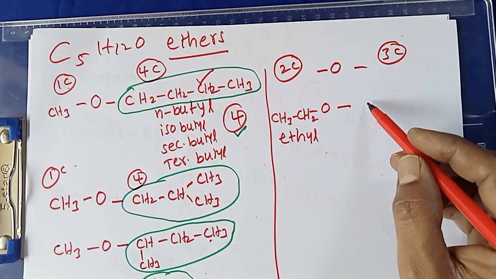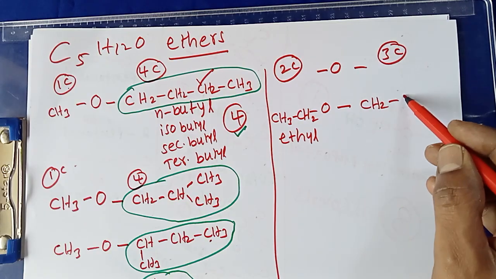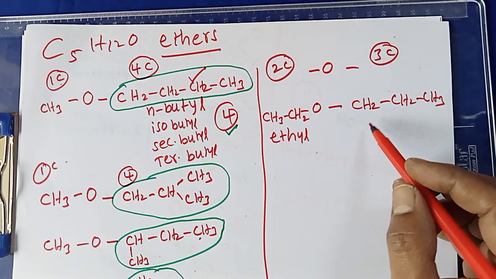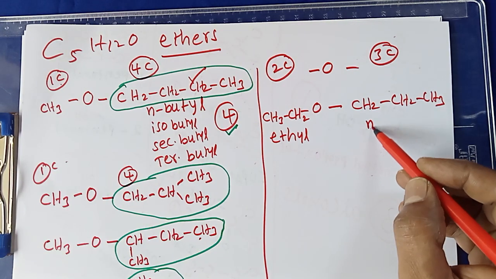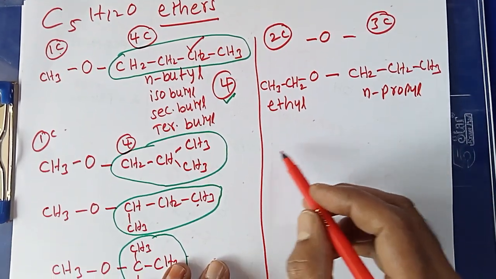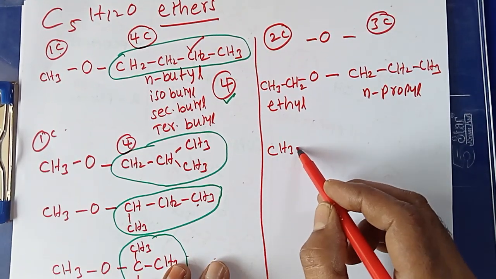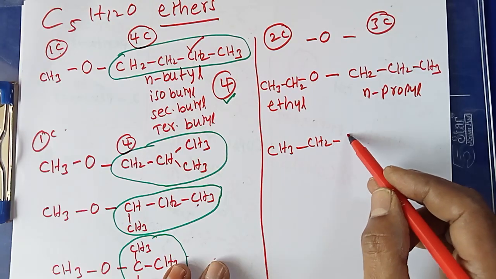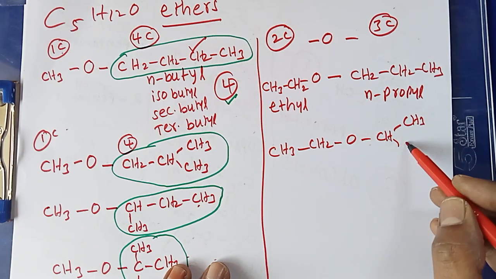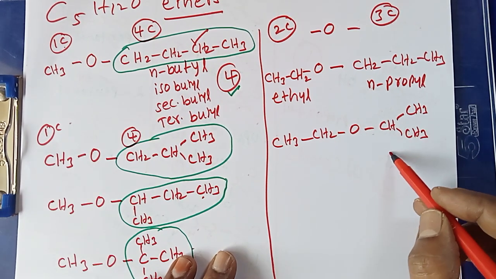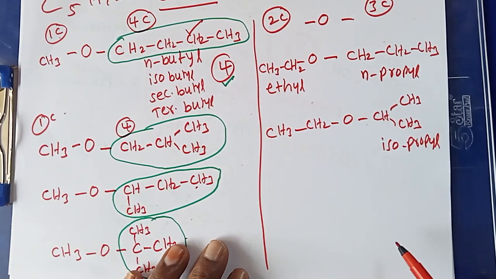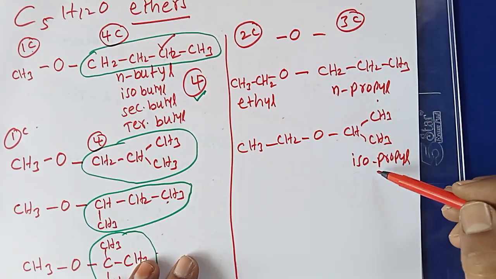Then 3 carbons alkyl, how many? 1 is what? CH2, CH2, again CH3. What is this name? N-propyl. But we know that 2 are possible, so what is another one? CH3, CH2, O, next CH, CH3 and CH3. What is this name? Isopropyl. So we know N-propyl and isopropyl, enough.